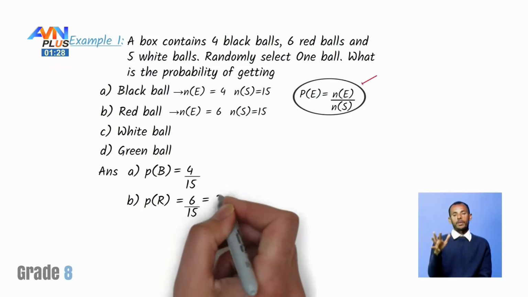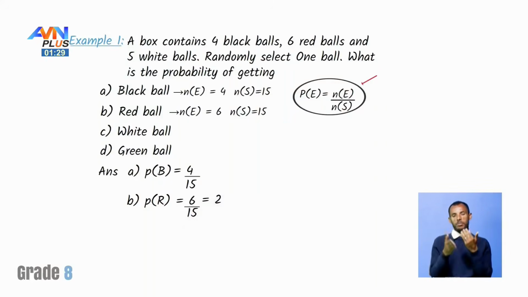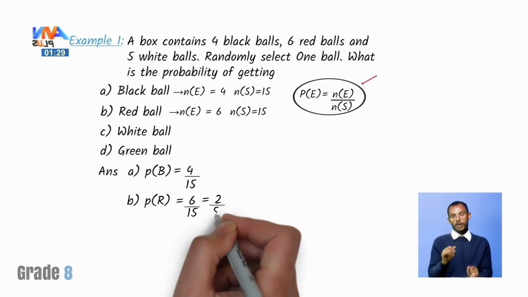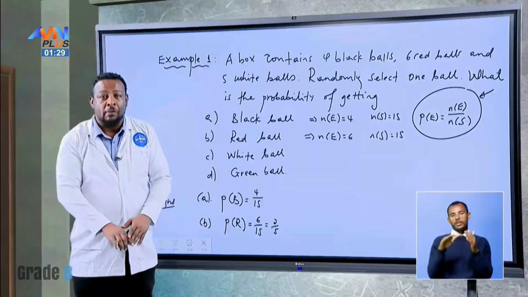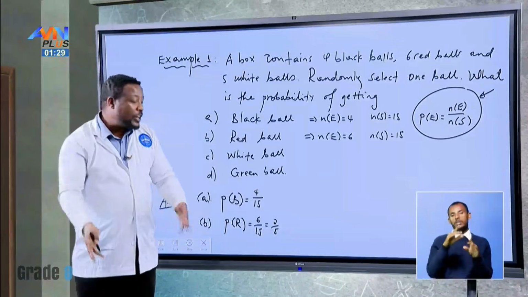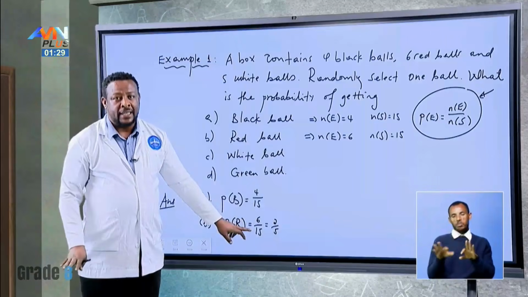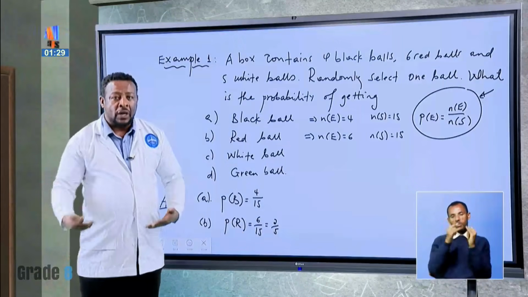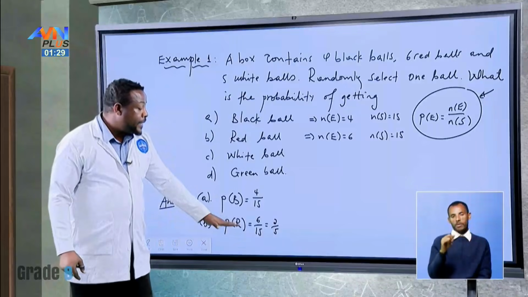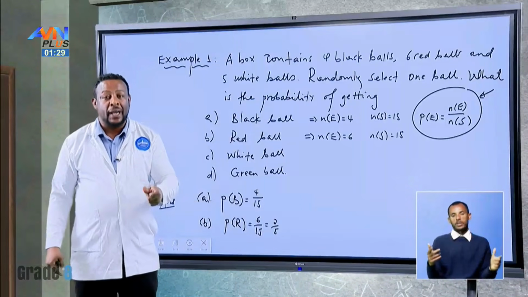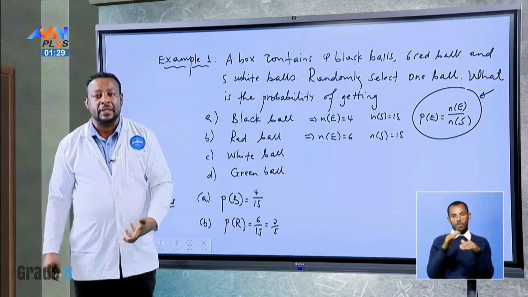15. If you want, you can simplify this by 3. It becomes 2, and by 3, it's 5. Okay, it becomes 2 over 5. 2 over 5 is the simplified form. Don't worry about the simplification. You can put this as it is, 6 over 15, or the simplified form, 2 over 5. So this is the probability of obtaining red ball in this experiment.